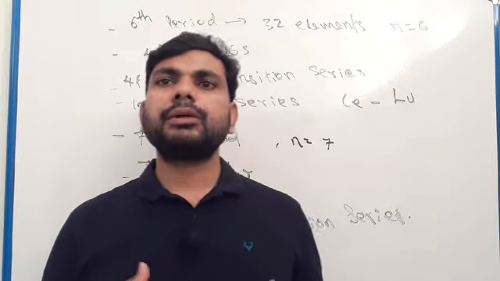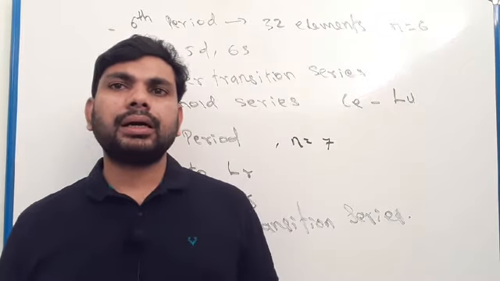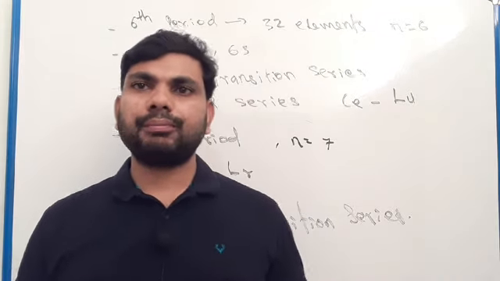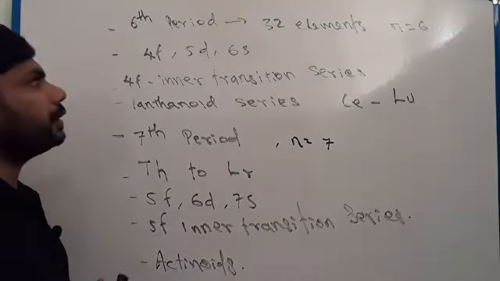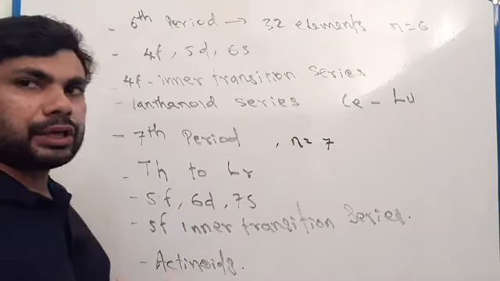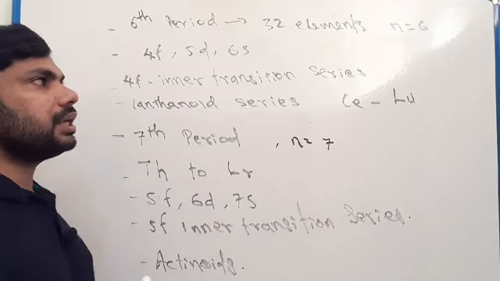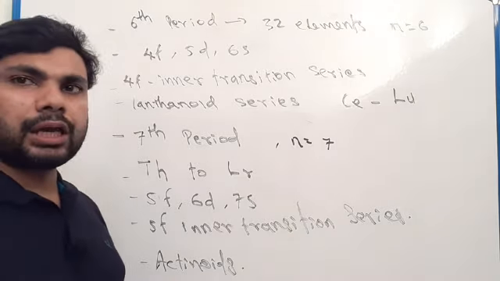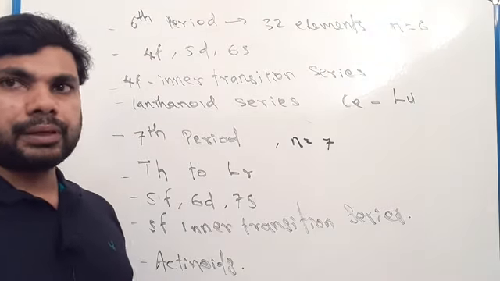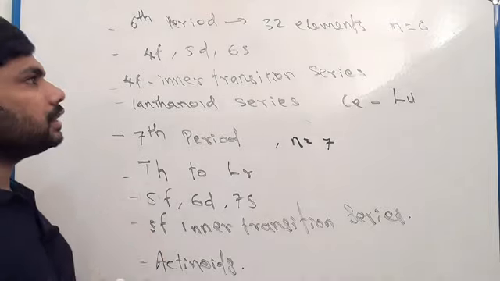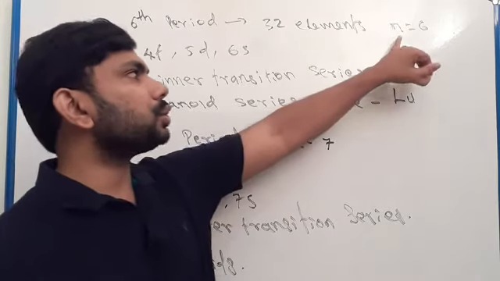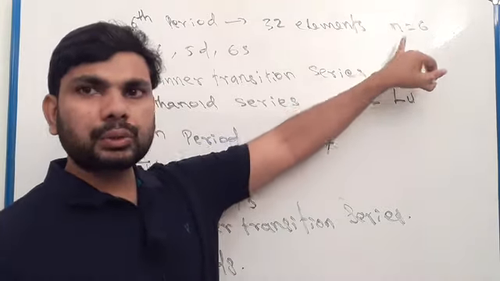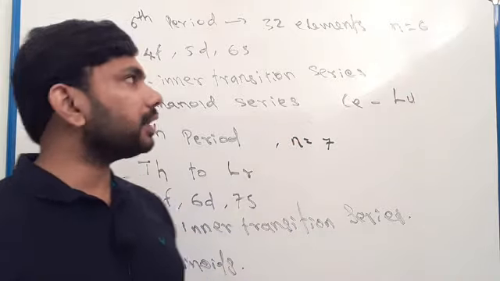Okay, next we have to discuss the 6th and 7th periods. The 6th and 7th periods come in the f block elements. See here the 6th period in the periodic table. You can see there are 32 elements in the 6th period, and here n is equal to 6 for the outer shell electronic configuration.